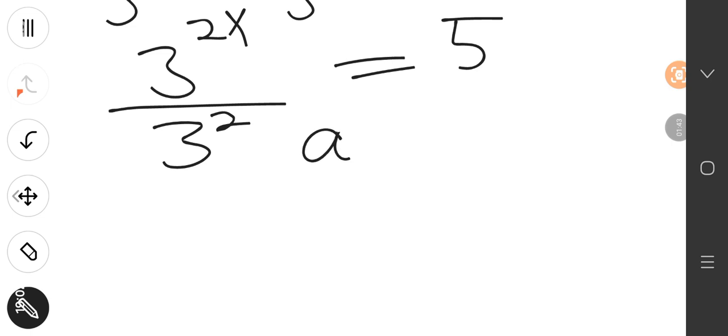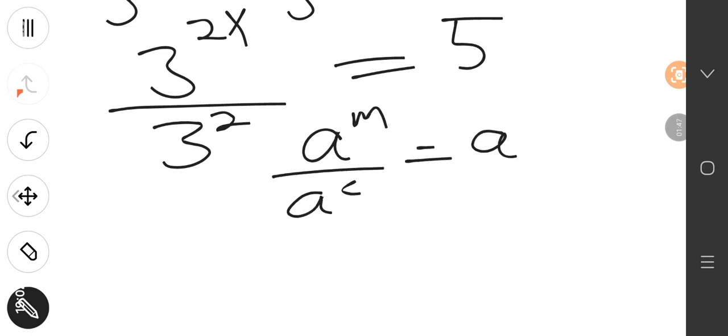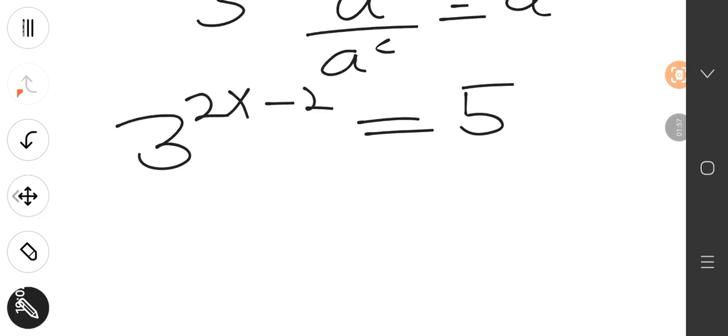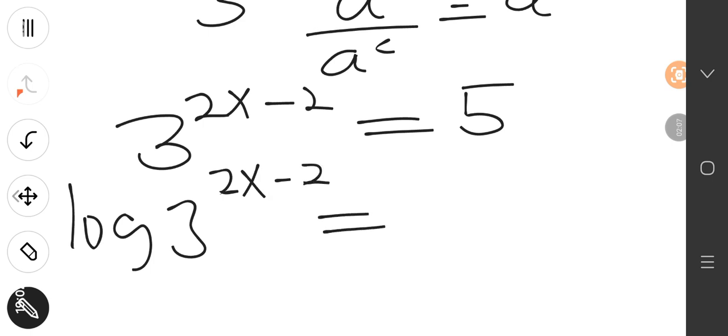The rule states that a exponent m over a exponent c should give us a exponent m minus c. So we are going to have 3 exponent 2x minus 2 equals 5. So the base here and the base here are not the same. Because of that, we are going to apply logarithm. So we say log 3 exponent 2x minus 2 equals log 5.